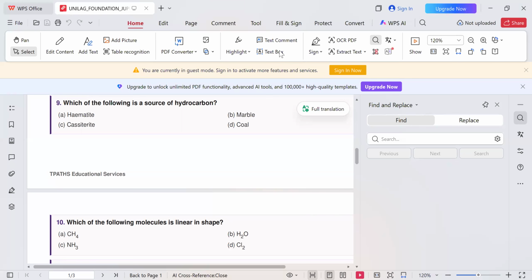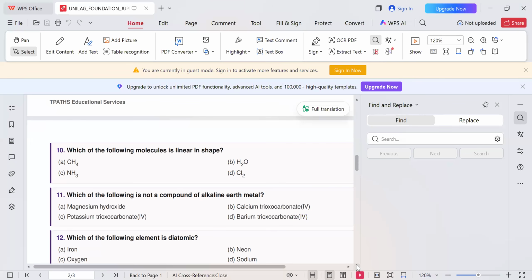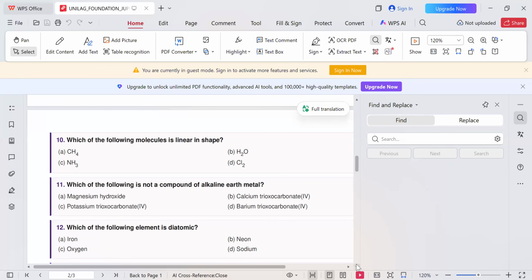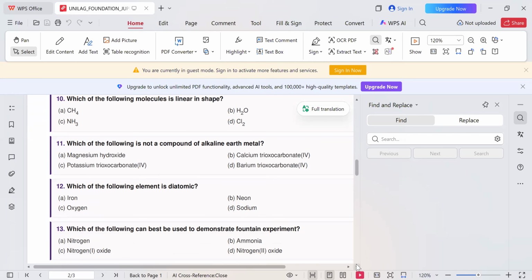Number 10, which of the following molecules is linear in shape? Now, when you talk about linear in shape, if you look at the first molecule, we have methane, which is CH4. That's tetrahedral. If you look at the structure, it's tetrahedral.